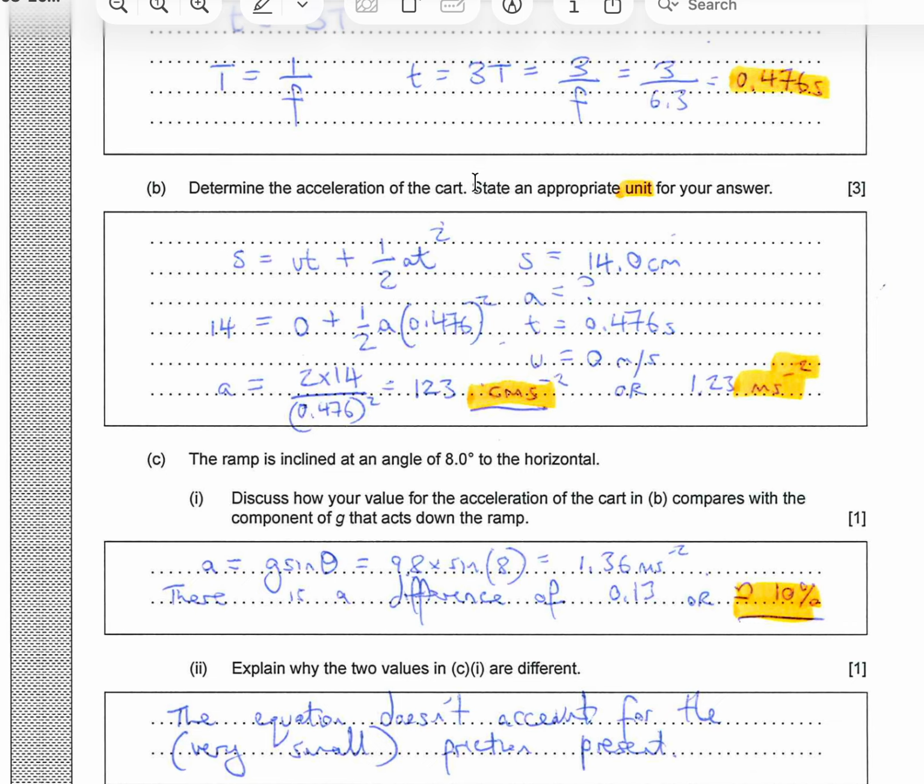Now, one thing I was wondering here is what would happen if you just have no idea what to do. I would just write down the units. There's no harm in doing so, and it shows that you understand what the units should be.